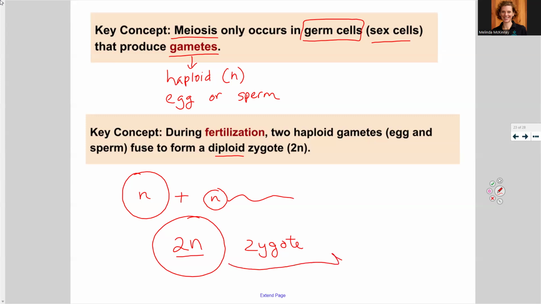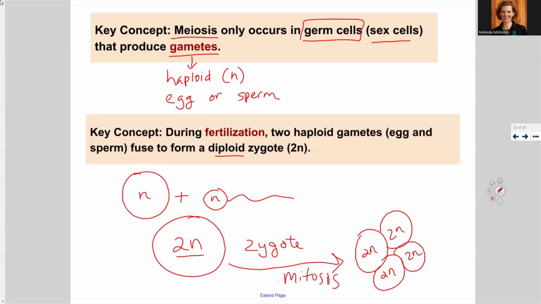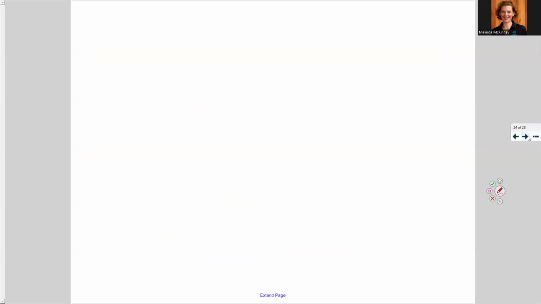Once the zygote starts to divide, every subsequent cell is going to be through the process of mitosis. So then you're going to get two cells, and they're both going to be exact copies of each other, right? And then they're going to divide, and those cells are going to be exact copies of each other. So you're going to have a diploid organism.